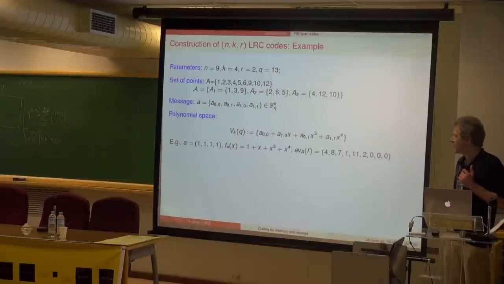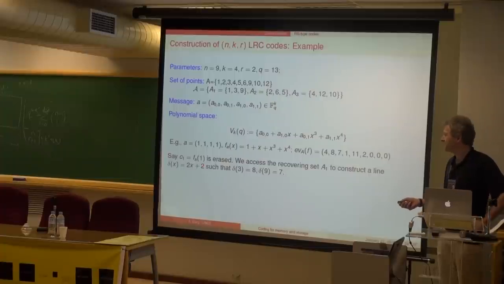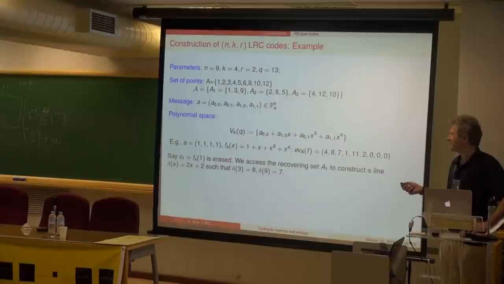This is my code word. Where is the locality? Let's say the coordinate at 1 is erased. Then we need to access the recovering set for this coordinate 1, that is 3, 9. At 3 we get 8, at 9 we get 7. So let's compute a polynomial that at 3 is 8, at 9 is 7, has degree 1, two linear equations, we get 2x plus 2, and at 3 indeed it is 8, and at 9 it is 7. Let's try to evaluate it at 1, and we get 4.